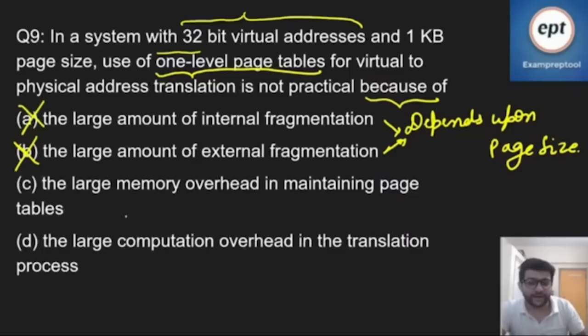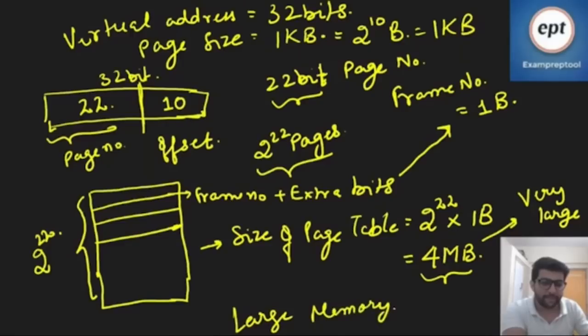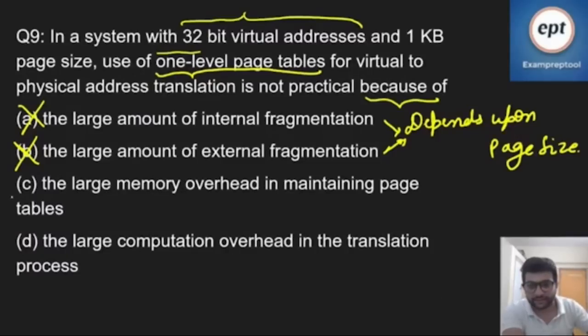The third option says that there is a large memory overhead in maintaining the page table, right? Since we have 4 MB of page table, this is very large. So we have a large memory overhead to maintain the page table. Hence, this is correct.